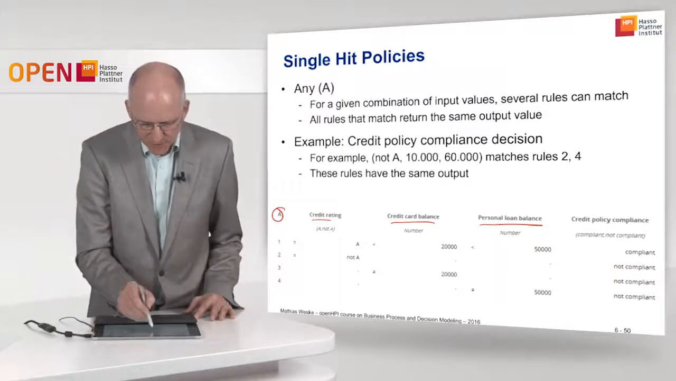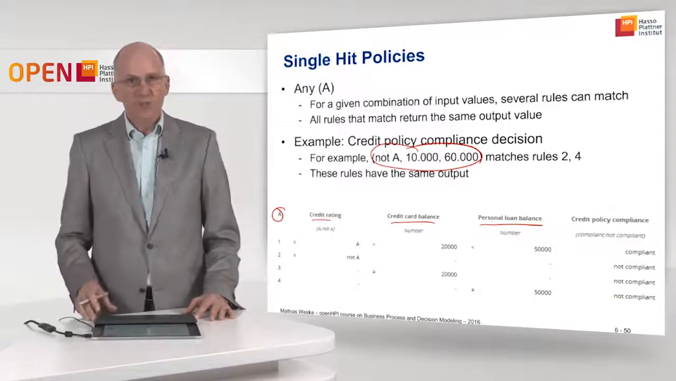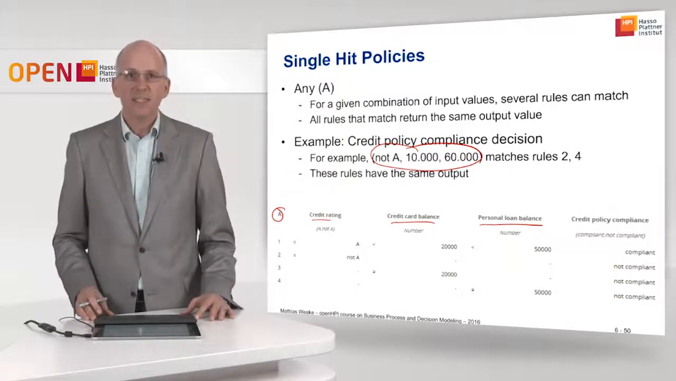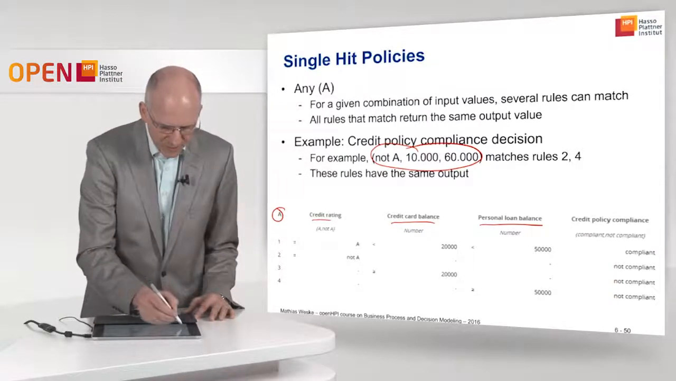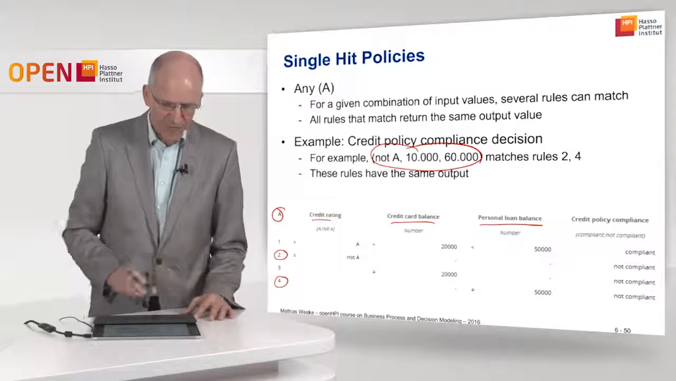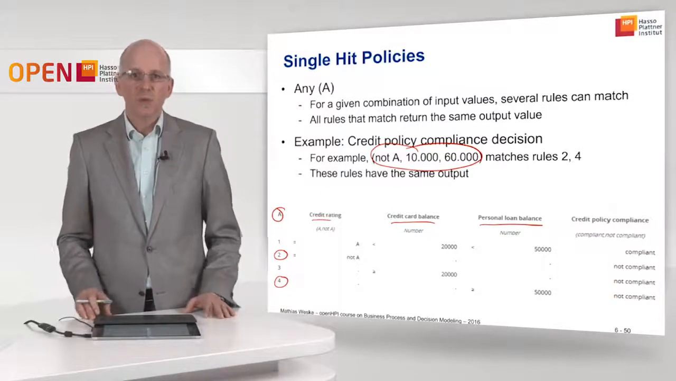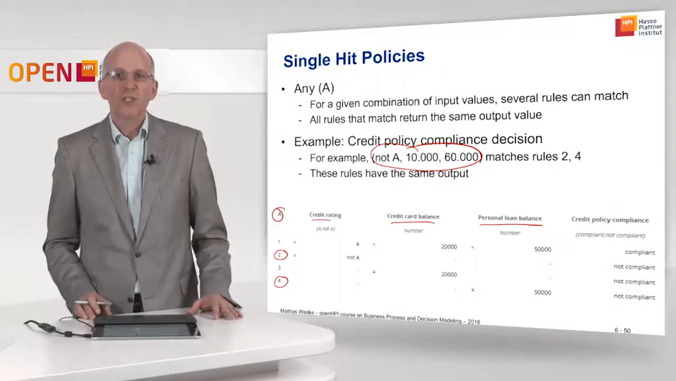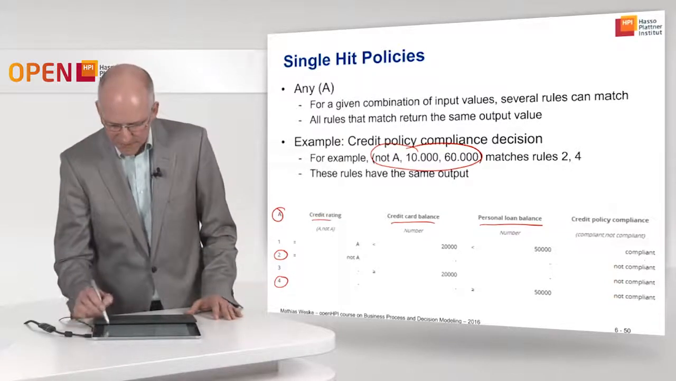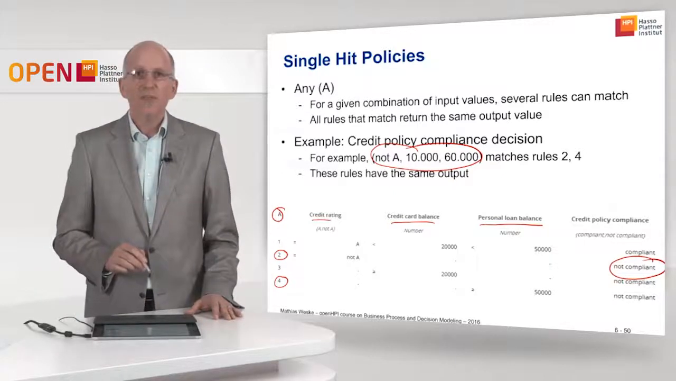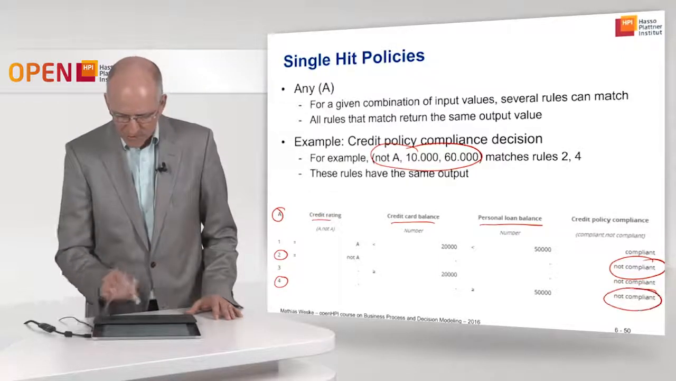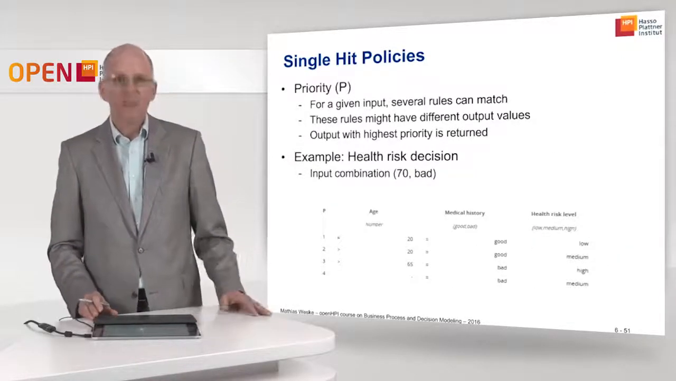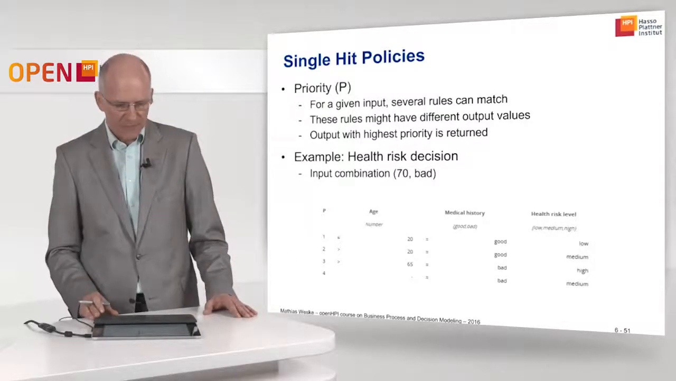For instance, the input combination credit rating is not A, credit card balance equals 10,000, and personal loan balance equals 60,000 matches rules 2 and 4. So we have here rule 2 and rule 4 that match for this specific input combination. Next, we have to make sure that the output of these two is the same. If we take a close look here, we see that for rule 2, the output is not compliant, and for rule 4, the output is also not compliant. Therefore, we can conclude that any is fulfilled here as well.